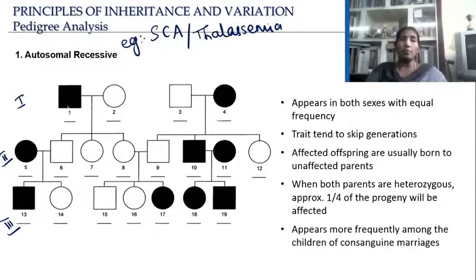If it is shaded, that means it's affected. Here, 1 and 2 are a father and a mother, and this shows the children born to them. This is one family. So 1 and 2 have 6, 7, 8 as their children. 3 and 4 are another family, and 9, 10, 11 are their kids. 9, 10 and 12 are their kids. That is how you need to understand it.